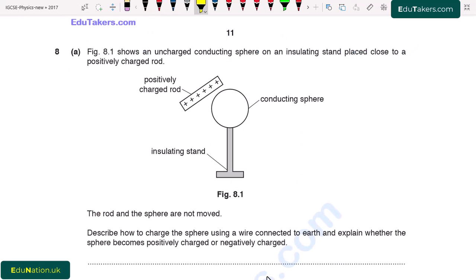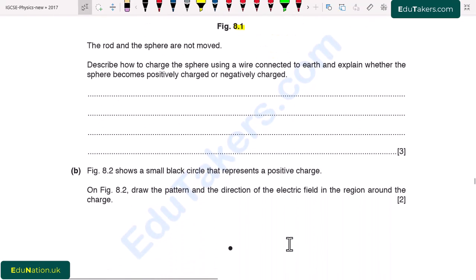Question number 8, part A. Figure 8.1 shows an uncharged conducting sphere on an insulating stand placed close to the positively charged rod. So here is a figure 8.1. You can see that there is an insulating stand, above which we place a conducting sphere which is uncharged. There is also a positively charged rod that is very close to the conducting sphere. The rod and the sphere are not moved.